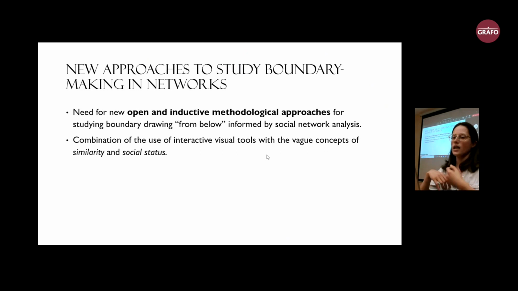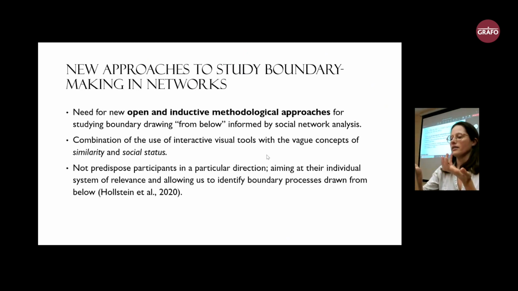In this case, our method combines the use of interactive visual tools, which I'm going to present in a minute, and the unspecific stimulus of vague concepts, that is, social status and similarity. With this combination, we aim directly at the individual system of relevance, and this allows us to identify the process of boundary work that emerges from below within the networks of the participants.